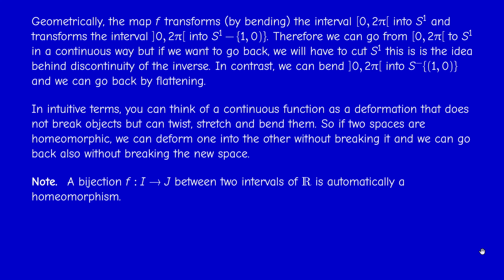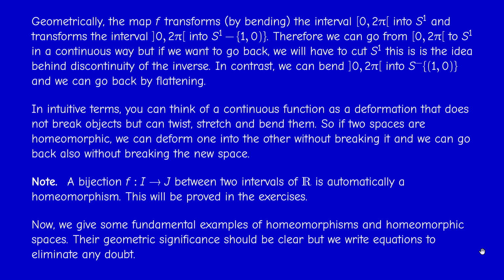In contrast, a bijection between two intervals of R is automatically a homeomorphism. This is something really specific to R. Why? Because a bijection between two intervals of R is either strictly increasing or strictly decreasing. So we don't have so many choices. In particular, a continuous bijection between two intervals of R is automatically a homeomorphism. This is one case where continuity of the inverse follows from the assumptions. And we'll prove that in the exercises.